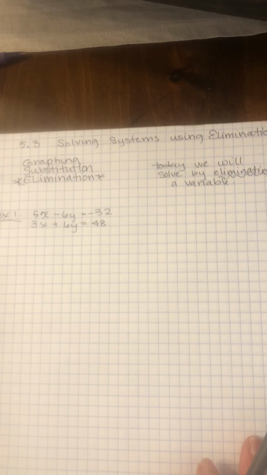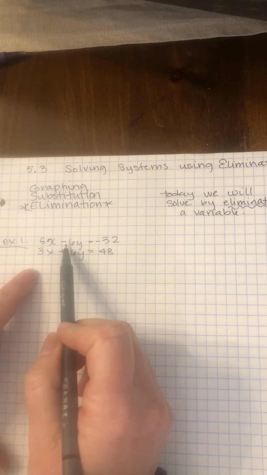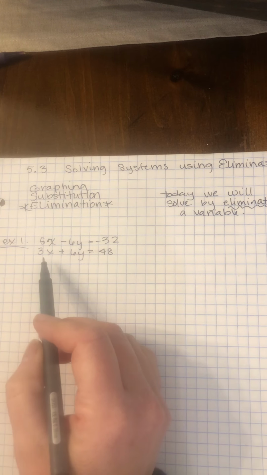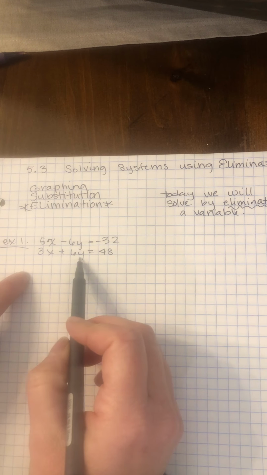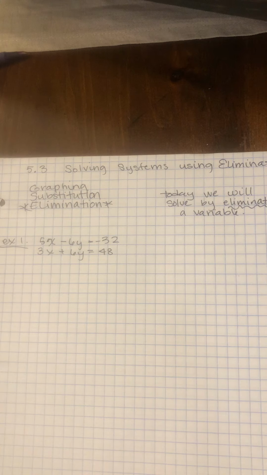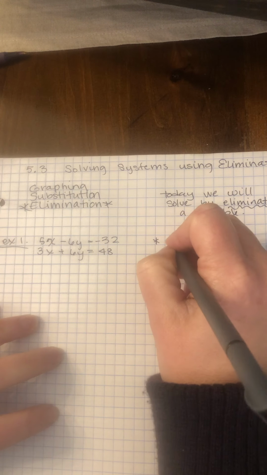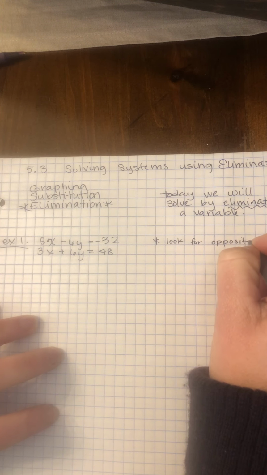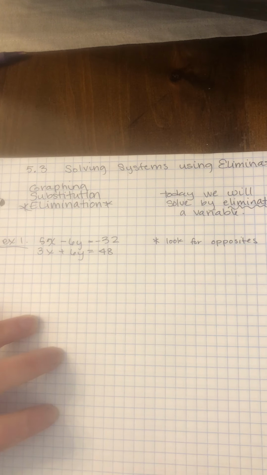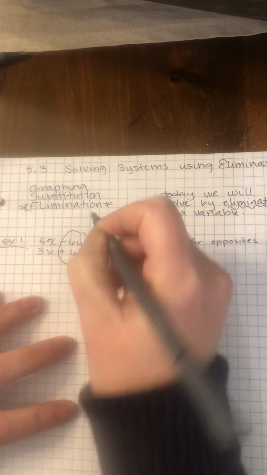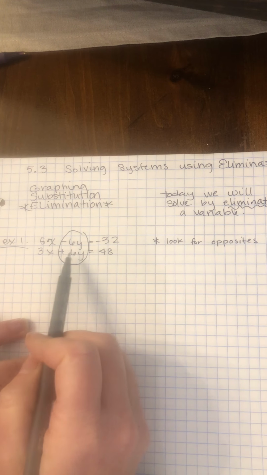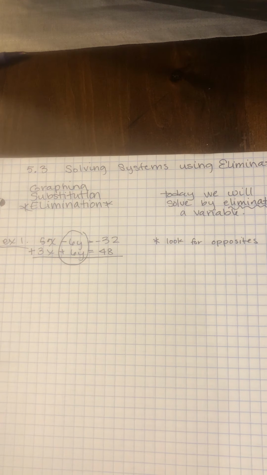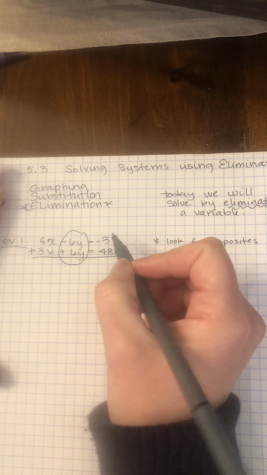If we have 5x minus 6y equals negative 32 as one of our functions, and then our second function is 3x plus 6y equals 48, when you're eliminating, you want to look for opposites. Okay? We're going to be looking for opposites. So the opposites in this first one is a negative 6y and a positive 6y. Those are opposites. If I was to draw a line and add, they're going to fall out, which is exactly what we're going to do.